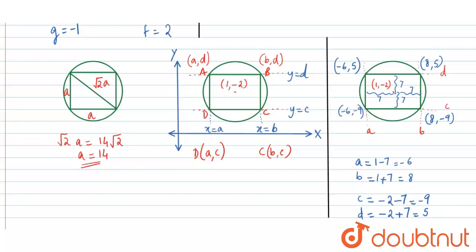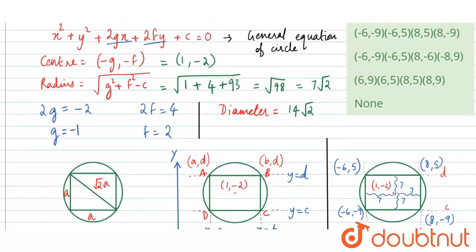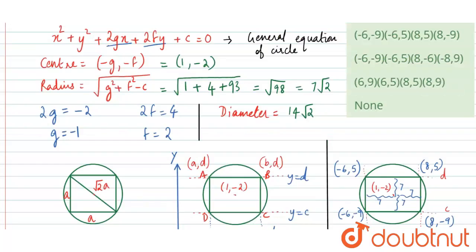So now that we have found all the vertices, let us check in the answer options which one is the correct one. So here we see the first one is minus 6 comma minus 9, minus 6 comma 5, 8 comma 5, 8 comma minus 9. So the first option is the correct answer.